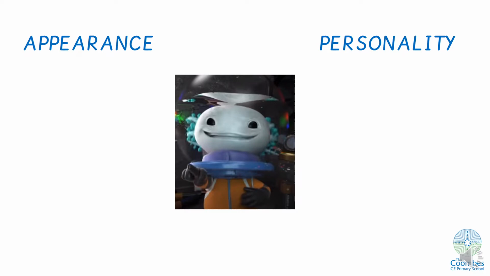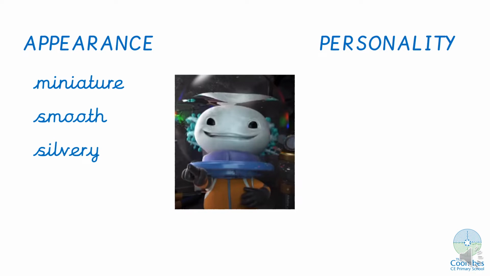So starting with appearance then, I thought of miniature, which is a way of saying very, very small. Smooth, talking about the look of his skin. Silvery, the colour. Stout, quite little, short and fat. And pliable. Pliable is another way of saying soft or bendy or squashy. I tried to choose words that I wouldn't use ordinarily in my language, tier 2 words. I tried to make my adjectives as exciting and as descriptive as I could.